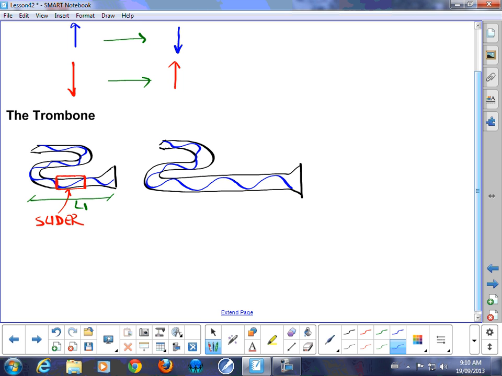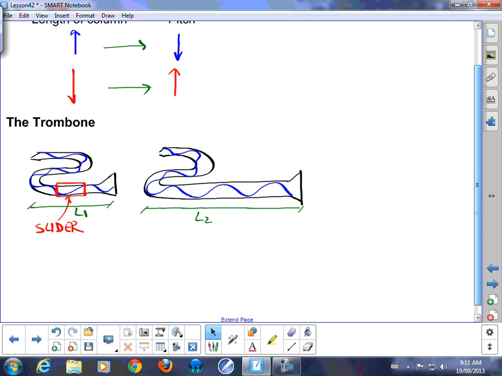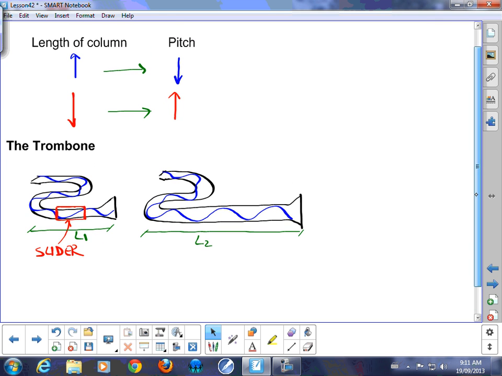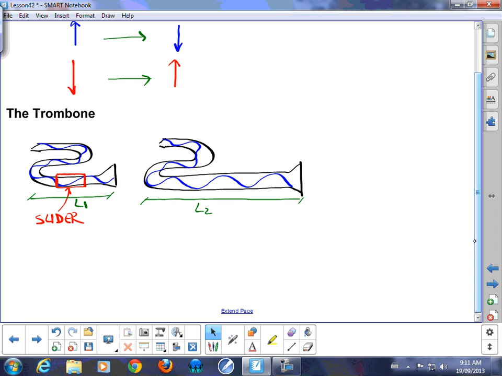All right, so there we go. Now what's happened is that L1 has become L2. So I've greatly increased the length of the tube. If I've increased the length of my air chamber, or the column, then I have decreased my pitch. So now I'm playing a lower note, so to speak. All right, so the trombone, and I'm going to make a note of it here.